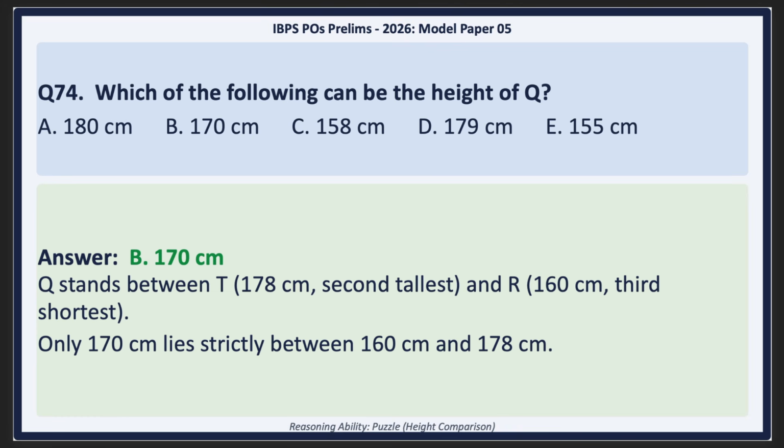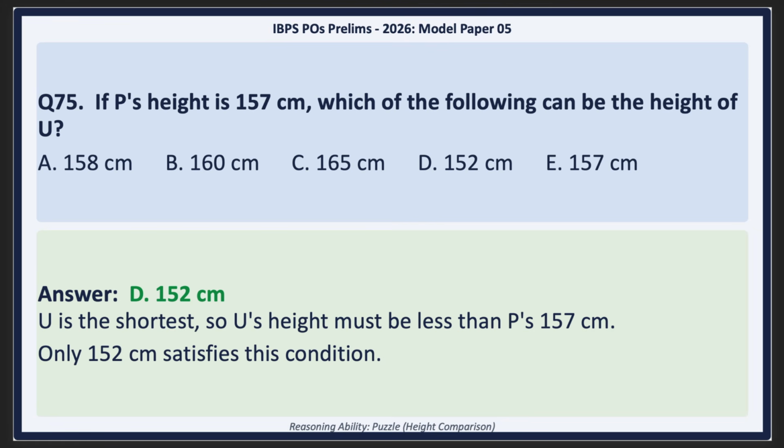They do the same thing for question 75. If P's height is 157 centimeters, what could be the height of U? Well, we established U is the absolute shortest, meaning U must be strictly less than P's 157. The only option provided on the test that is less than 157 is 152 centimeters.